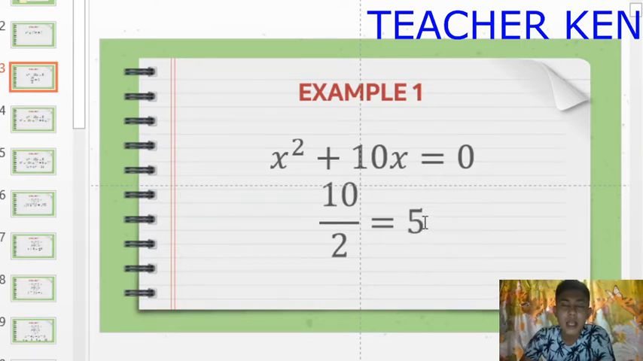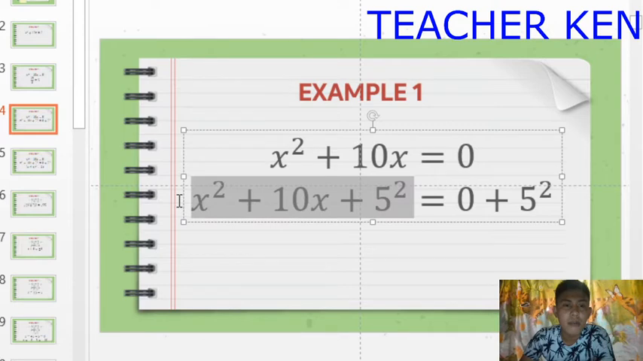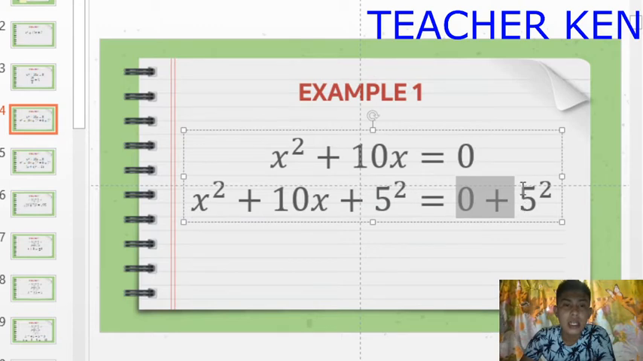And then ang gagawin natin, we have to add 5 squared to both sides of our equation. So ito yung mangyayari. Ayan. So we add 5 squared to the left side of our equation and we add 5 squared to the right side of our equation. Okay. So next natin gagawin is we have to factor yung nasa left side natin. Then we have to add yung nasa right side natin.